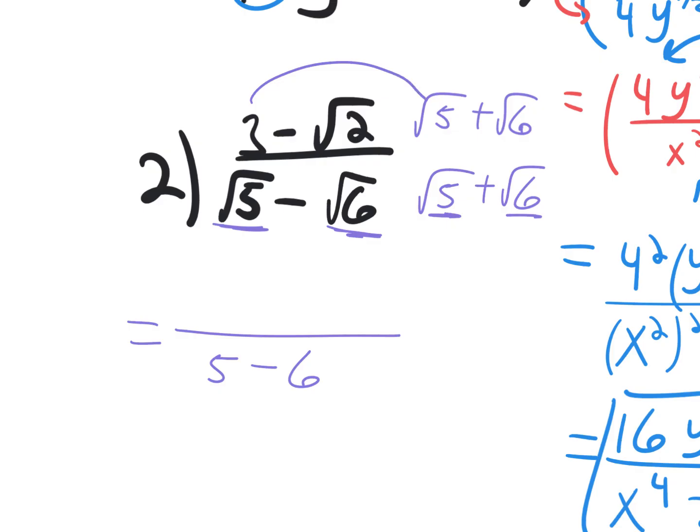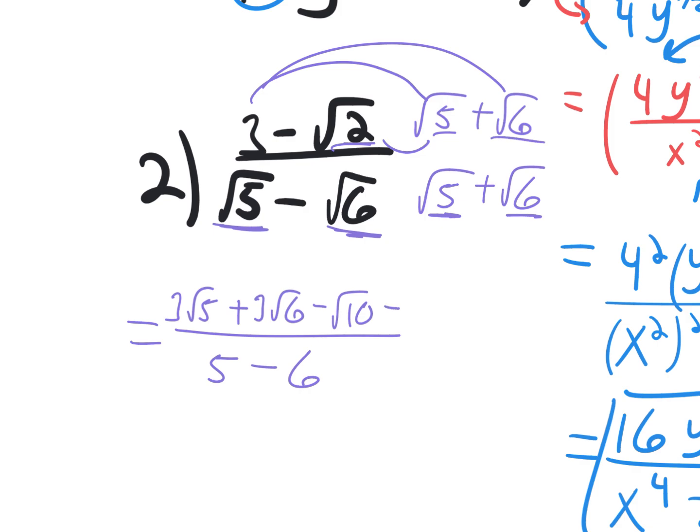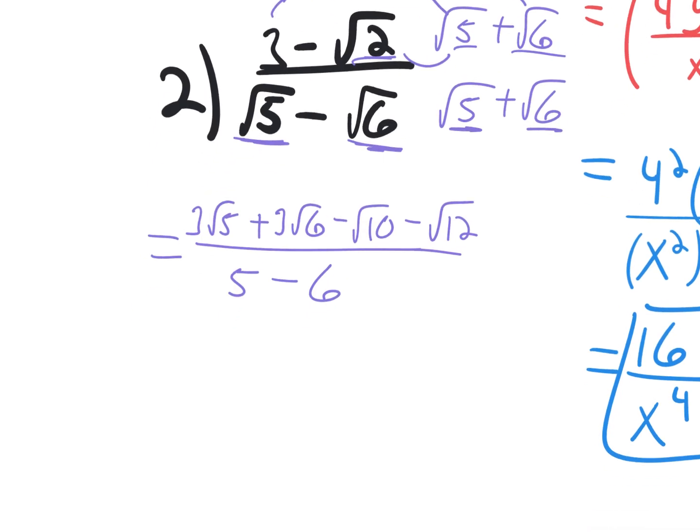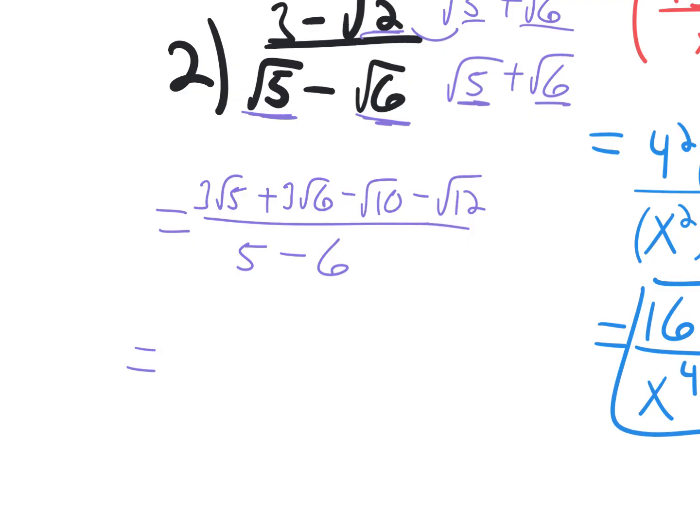So first times the first is going to be 3 square root of 5. Outer times the outer is going to be plus 3 square root of 6. Inner times the inner is going to be minus. These are 2 radicals, so we can multiply them, square root of 10. And then negative square root of 2 times positive square root of 6 is negative square root of 12. Are there any like terms on top? No, doesn't look like it. Unfortunately, that's how we have to leave it. I know it's not the prettiest thing in the world, but that's what we have to do.